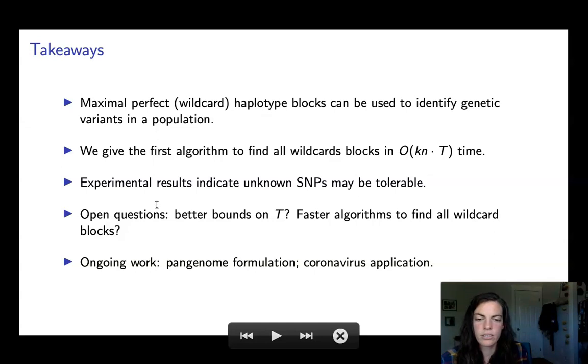We also suggest some open questions. Can we find better bounds on t? What about a faster algorithm to compute all the blocks? Finally, this is ongoing work. We've proposed a pangenomic formulation of this problem, and we're currently exploring an application to a COVID-19 pangenome. That's the end, and thank you for listening.